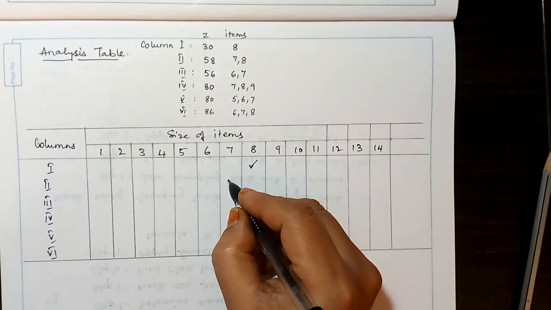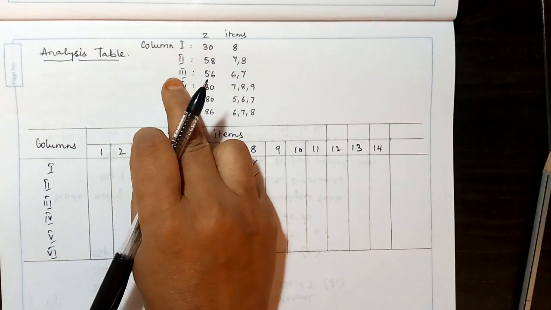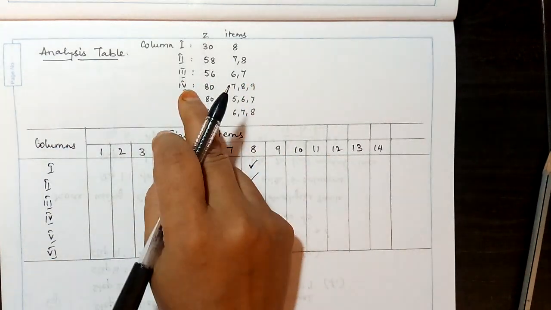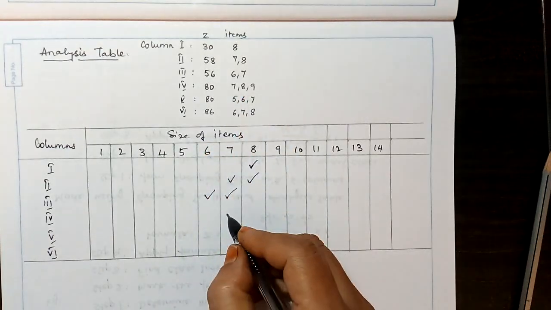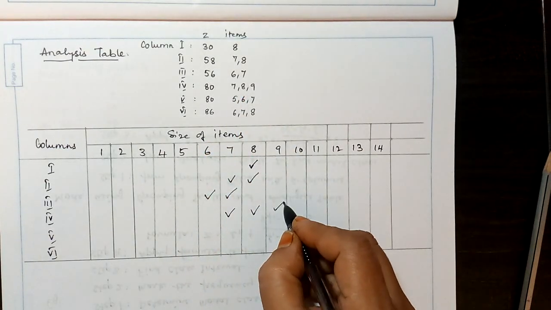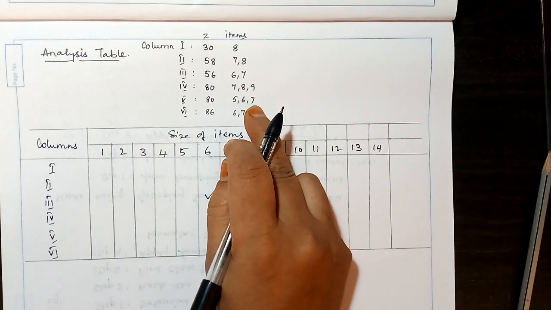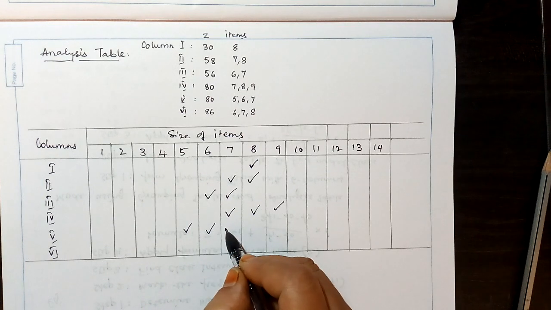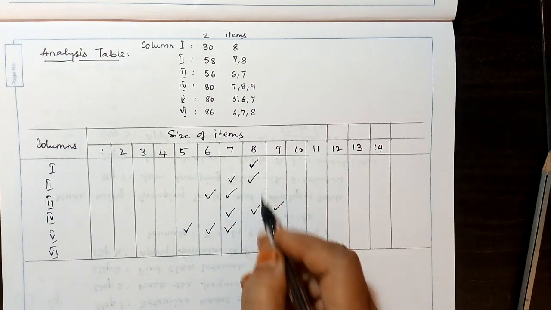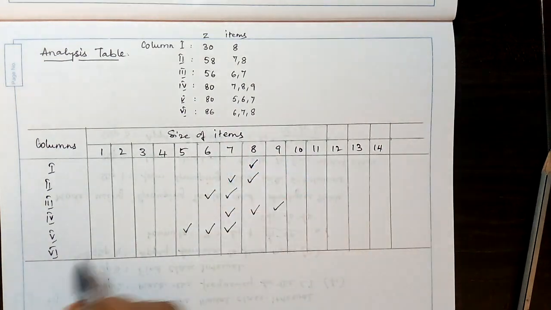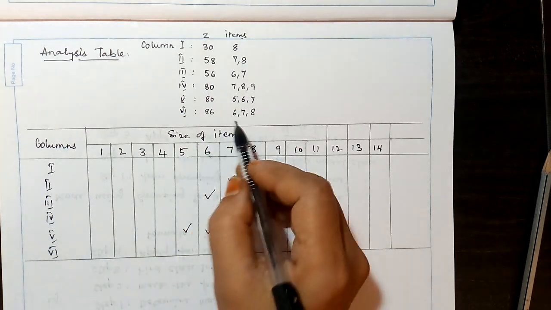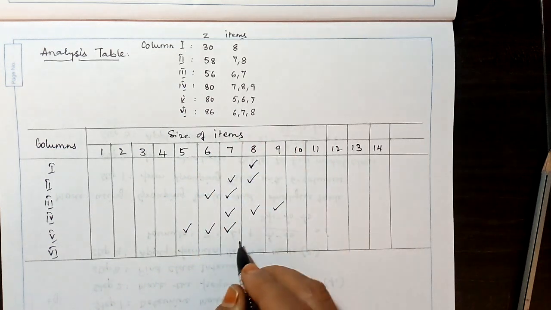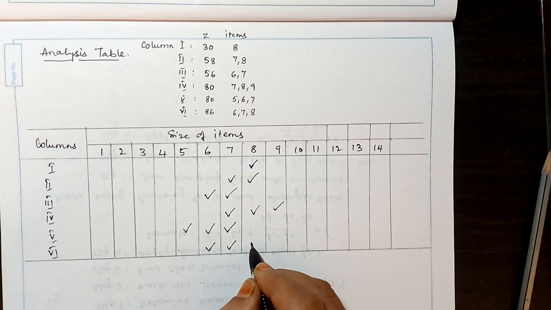In the second column it was 7 and 8 that gave us the mode, so we will mark 7 and 8. In the third column it was 6 and 7. In the fourth column 7, 8 and 9. In the fifth column 5, 6 and 7 items. We'll put a tick against each item. Then in the sixth column it was the sixth, seventh and eighth items that gave us the mode 86. So 6, 7 and 8.